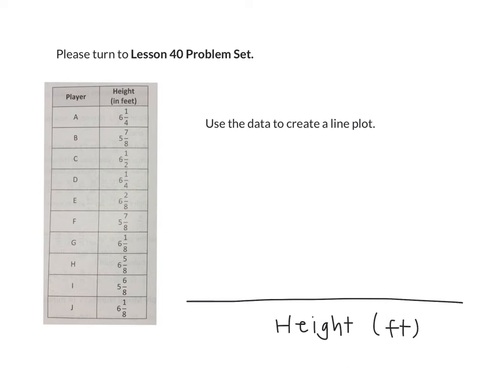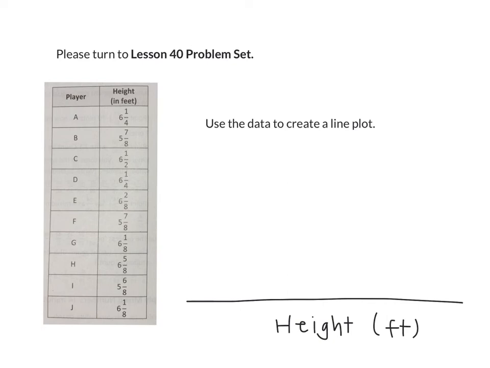Now we have to look at our data. Our number line doesn't have to go from 0 to 100. It has to center in the amount of data that we need. What's the lowest number that we see? Take a look at the data and look. What is the lowest number that we see? Haruto? 5 6/8. Okay, so we know the smallest number we need is 5 6/8.